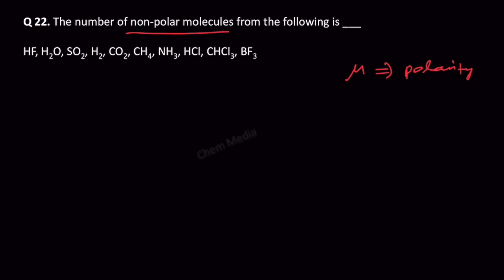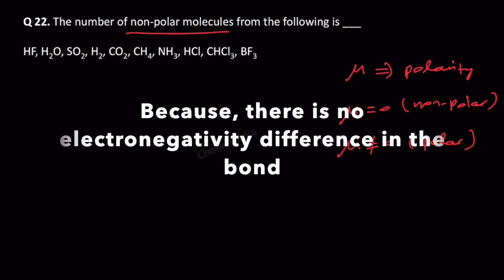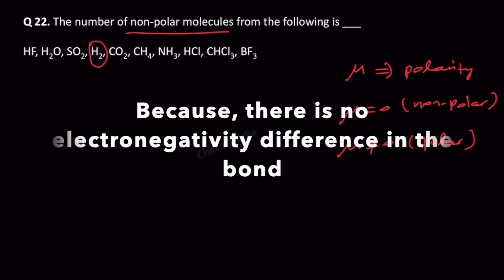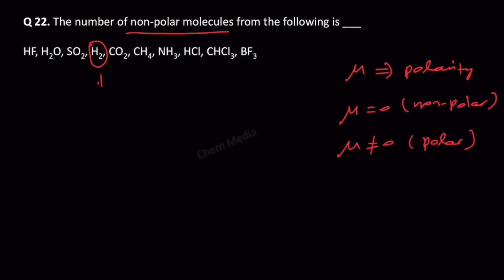If the dipole moment is 0, then we can say the molecule is non-polar. On the contrary, if the dipole moment is non-zero, then we can say the molecule is polar. So now, in general, the homonuclear diatomic molecules will have zero dipole moment. So for example, this is homonuclear diatomic molecule H2. For H2, the dipole moment will be 0. So therefore, we can count that.